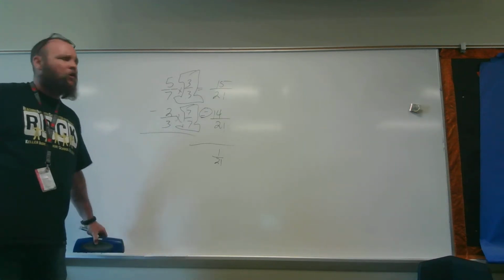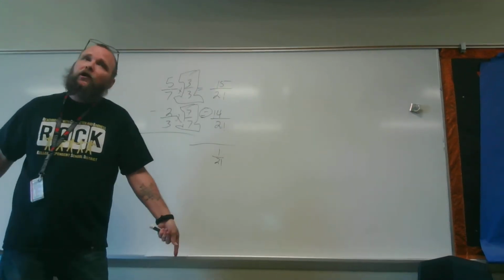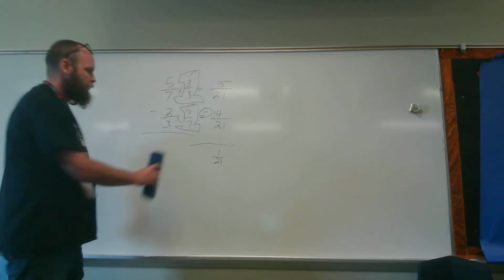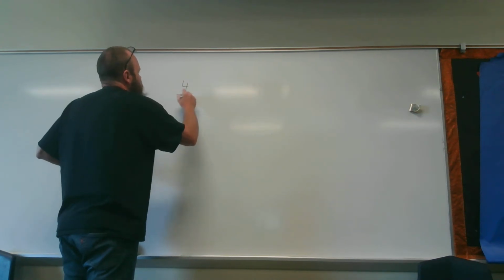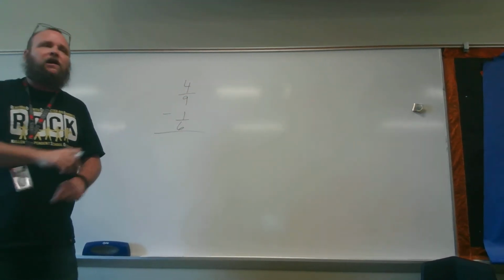Why is this so difficult with you? You can't simplify. It has a numerator of 1. If it has a numerator of 1, you can never simplify. Never. We have 4/9 minus 1/6. Don't have a common denominator.